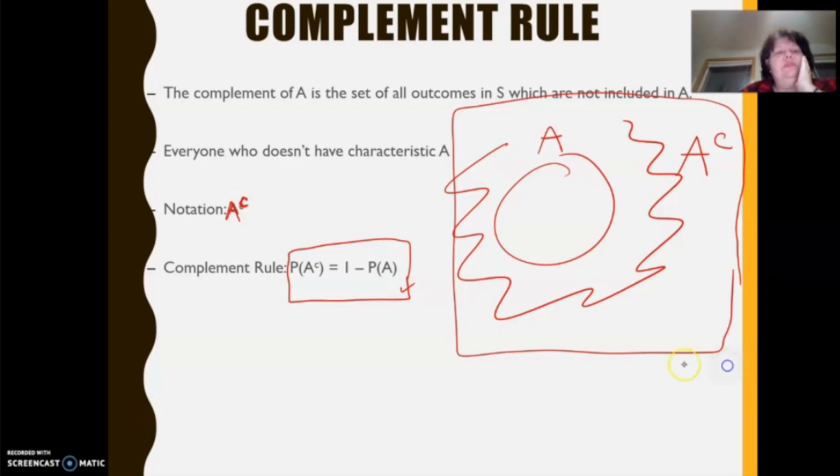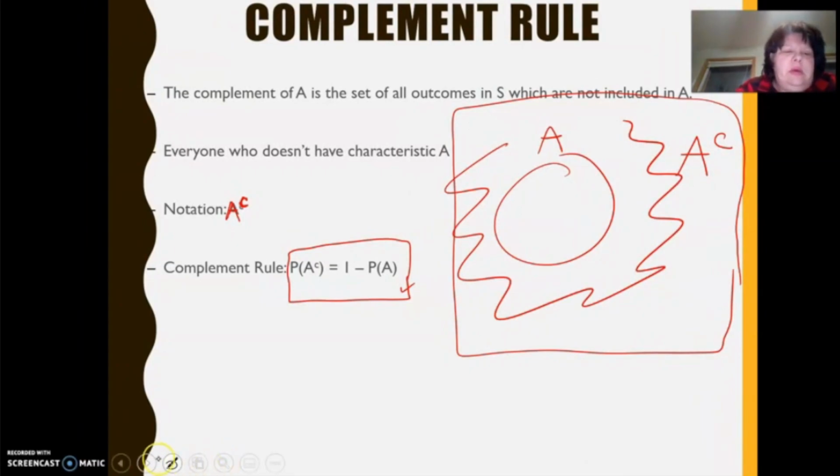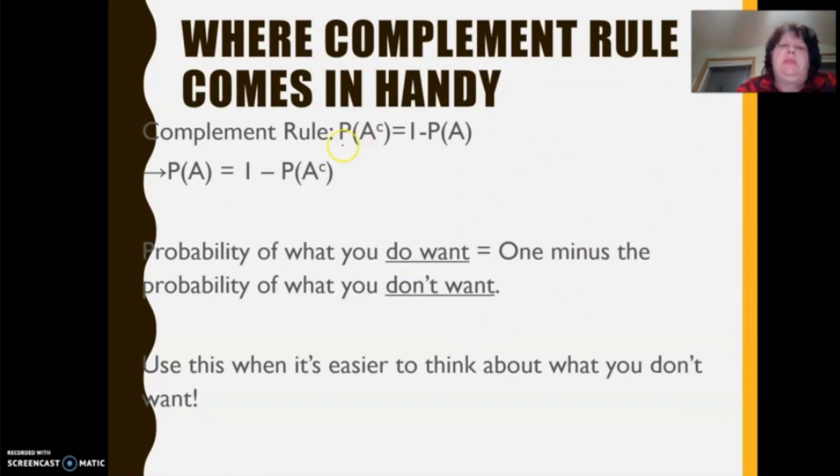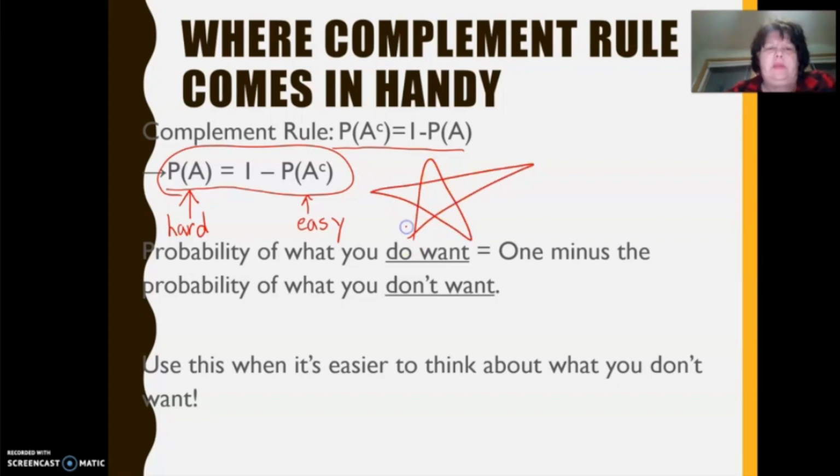But where we really use it is not so much to find the probability of A complement, but to find the probability of A when we want it. So P of A is 1 minus P of A complement. Why is that so great? Well, suppose this P of A is hard to find, but the probability of the complement is easy. Find the easy one and take 1 minus, and that is a tool you're going to use a lot in here. So really keep that one in your back pocket for when you need it.